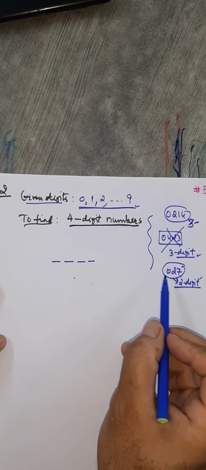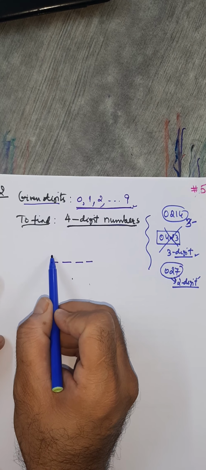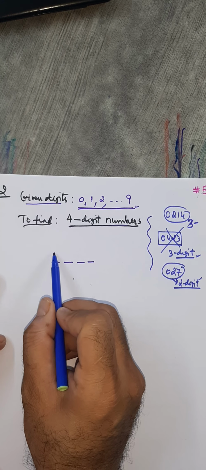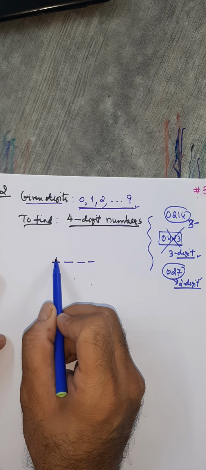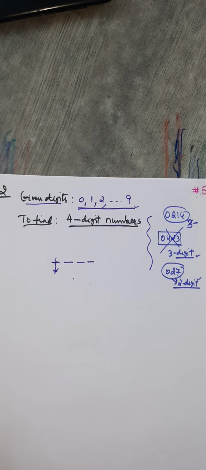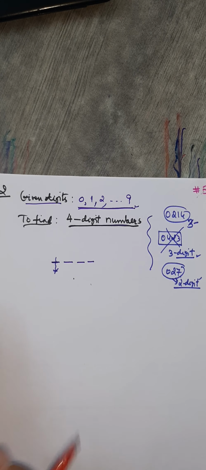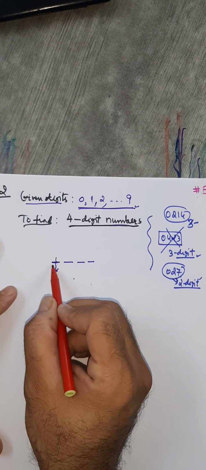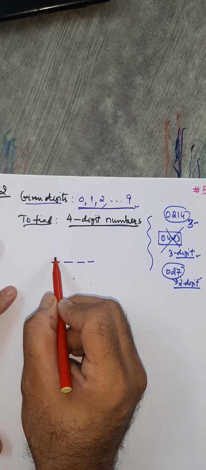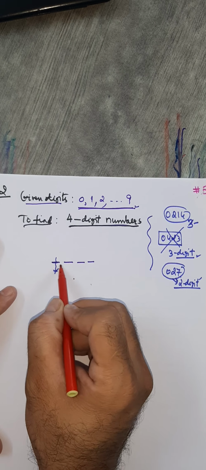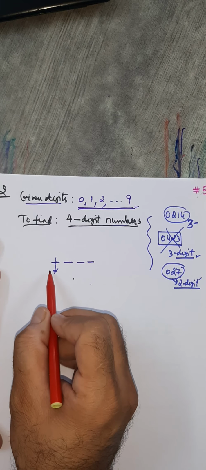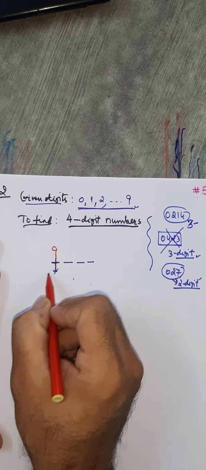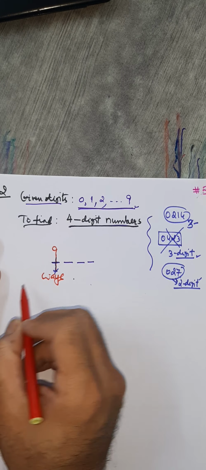So what you need to take care here, this position, if you consider from the left side, the first position, this should not be 0. आप यहाँ पे 0 नहीं ले सकते, remember, right? So if you consider, for example, the first position from the left side here, you cannot use 0 here. If I use 0, then this becomes a 3-digit number. So without 0, how many digits are there? 9 digits. So this can be filled up how many ways? 9 ways. 9 ways without 0.